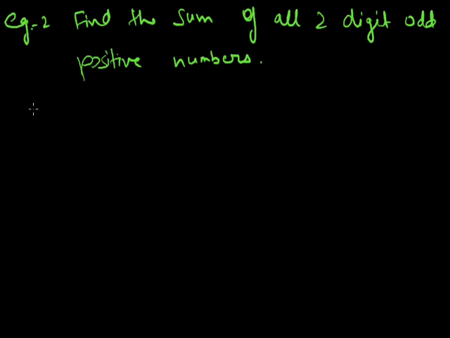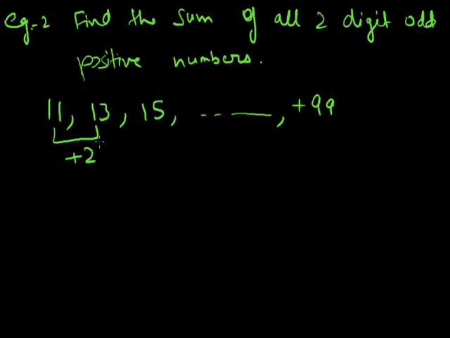As we can see, the 2-digit numbers start from 10, but we have to find the sum of odd positive numbers. So the first 2-digit odd positive number is 11. Next is 13, next is 15, up to 99. As you can see, there is a common difference of plus 2 between any two consecutive terms, and in this we know the last term of this AP.